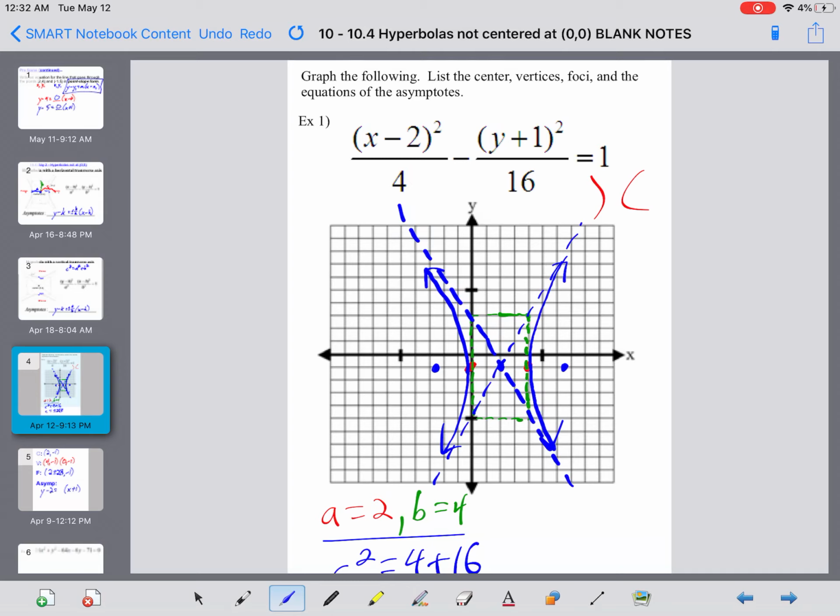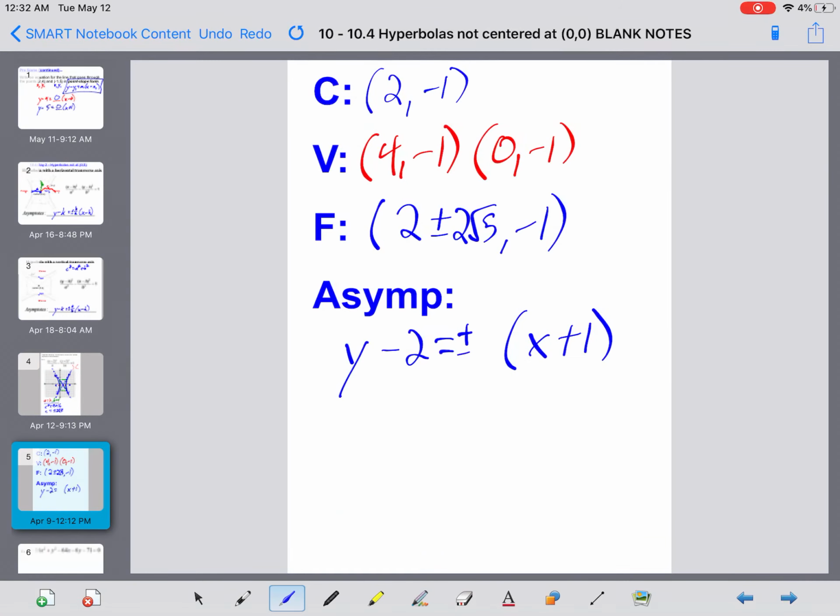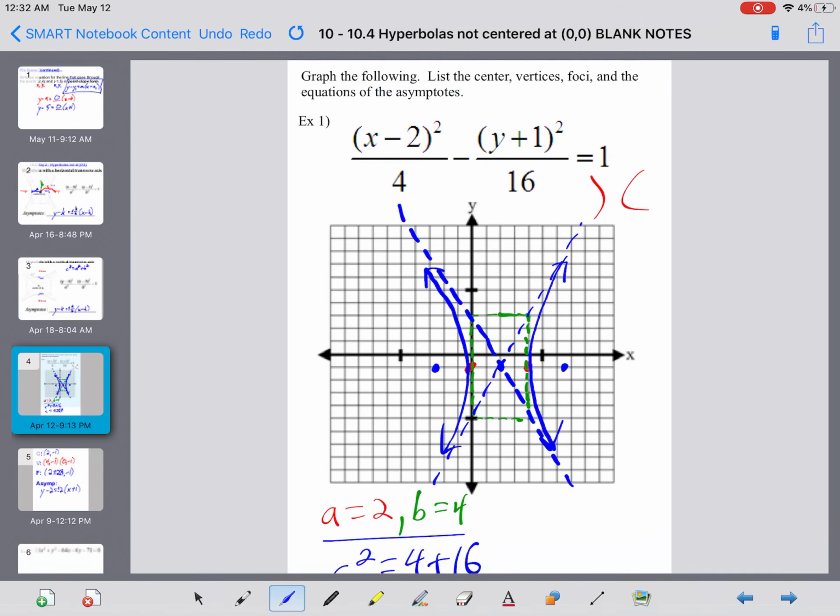And now rise over run. For this graph, I went up 4 units over 2 units. So it's a plus or minus 4 over 2, which reduces to 2. And that's how we're going to handle our asymptotes.